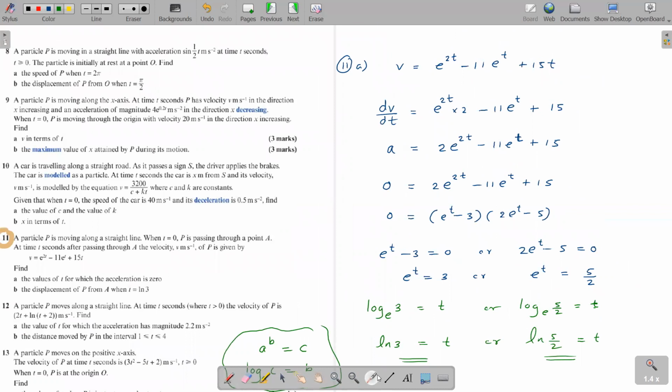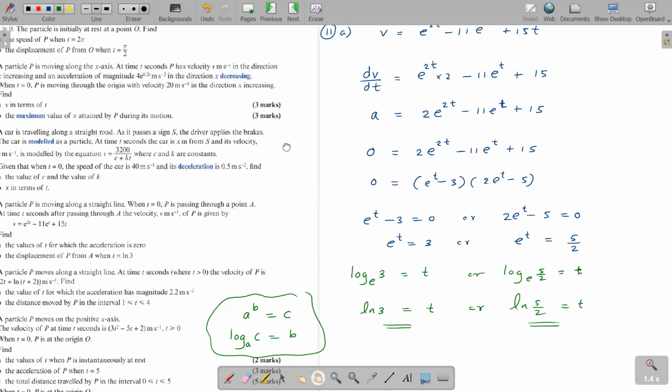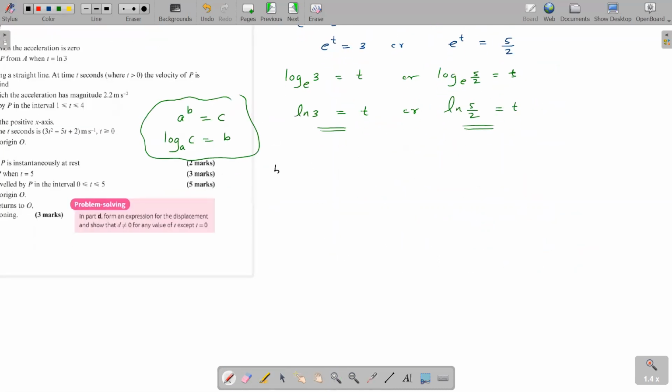How do I go to the displacement? I have the velocity function here. How do we go from velocity to displacement? We must integrate. Velocity to displacement is an integration. So let's integrate. Remind me the velocity function again.